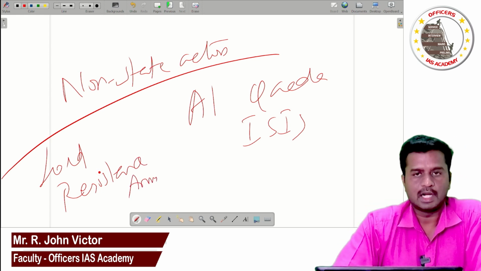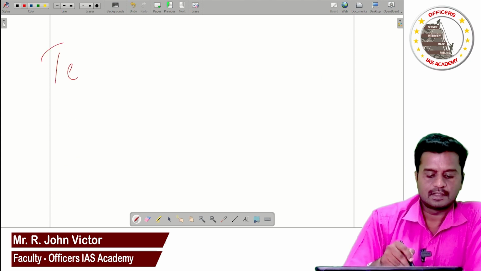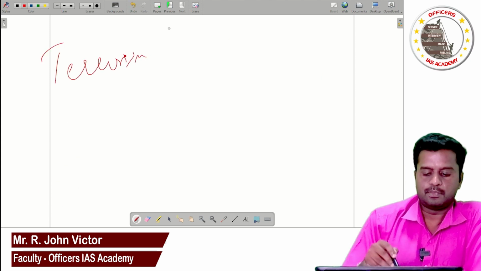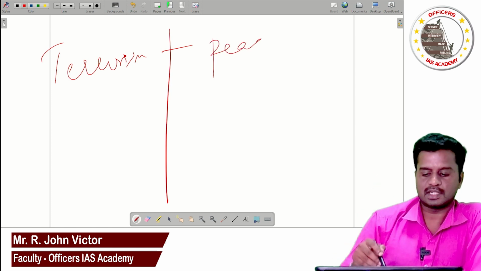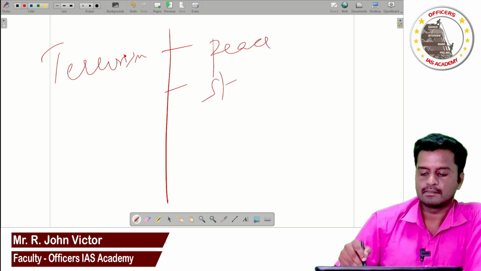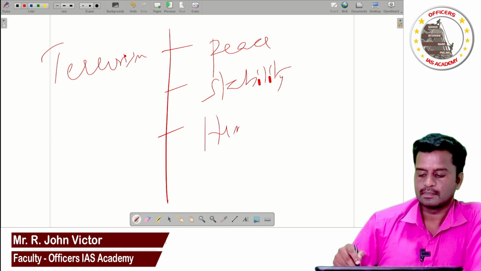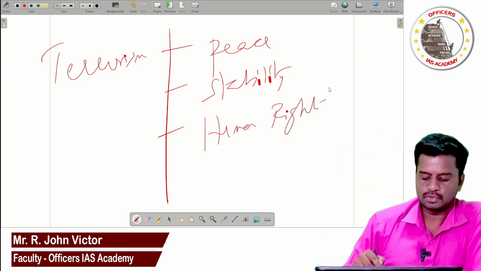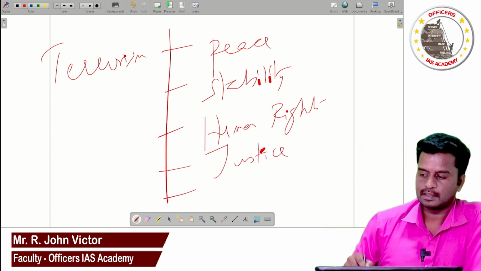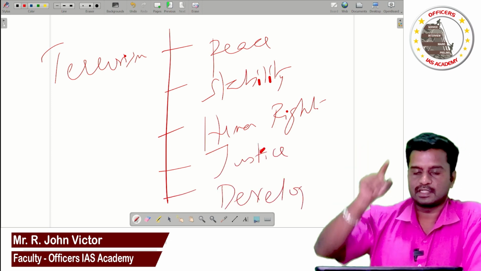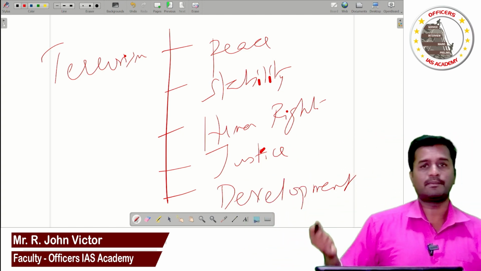Okay. Now you briefly write the challenge from terrorism. Terrorism poses a threat to global peace, poses a threat to global stability, it poses a threat to human rights, it poses a threat to justice, it poses a threat to development. Ensure that your answer has all these key terms. Okay, these are the threats from terrorism. Am I correct?